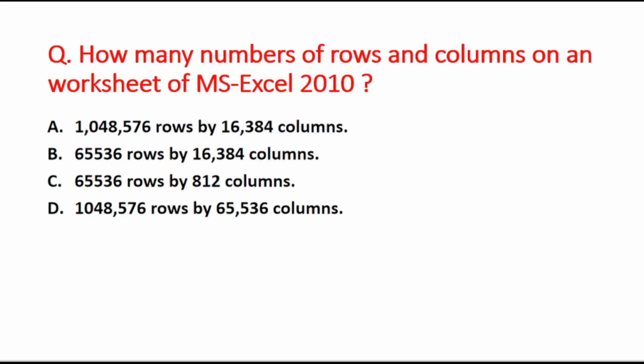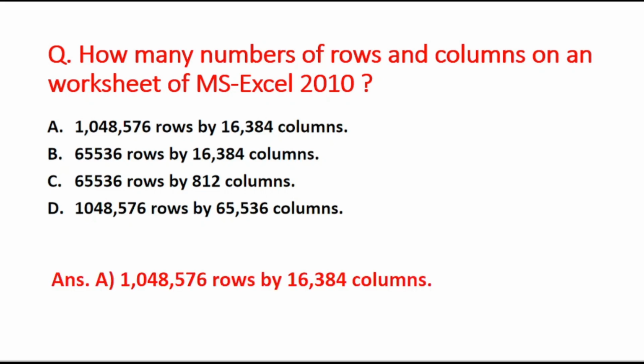Next question is how many number of rows and columns on a worksheet of MS Excel 2010. Your A option is 1,48,576 rows and जो column होते हैं 16,384. B option is 65,536 rows by 16,384 columns. C option is 65,536 rows and 812 columns and the last option is 1,48,576 rows and the column are 65,536. So the right answer is option D, that is the number of rows is 1,48,576 and the number of columns are 16,384.